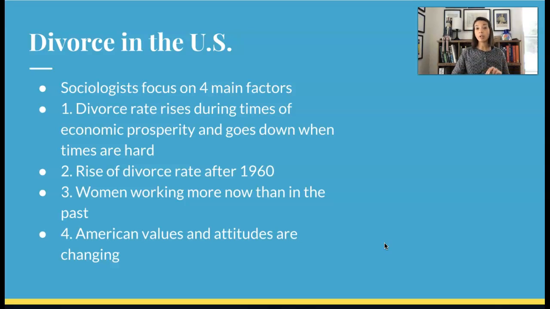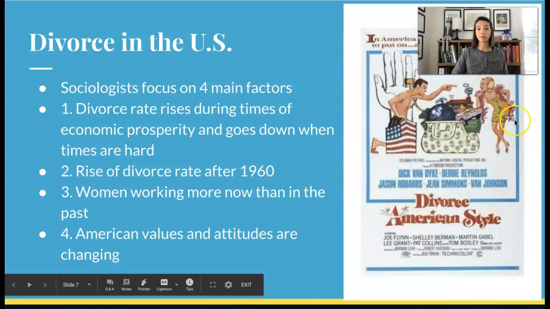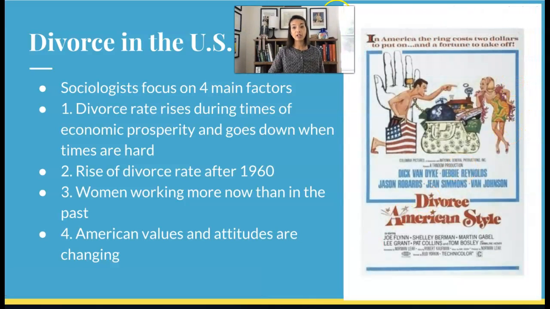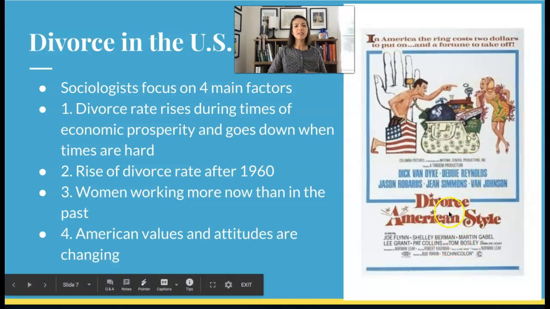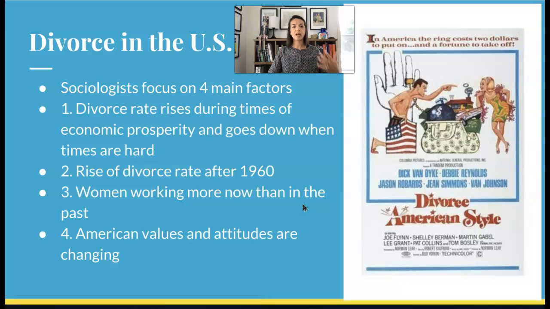For example, women used to be punished by their social circle, even by their family, if they're the ones who chose to leave the marriage, i.e. get divorced, okay? So here is just a movie poster that kind of reinforces the ideas of getting a divorce, 1960s.